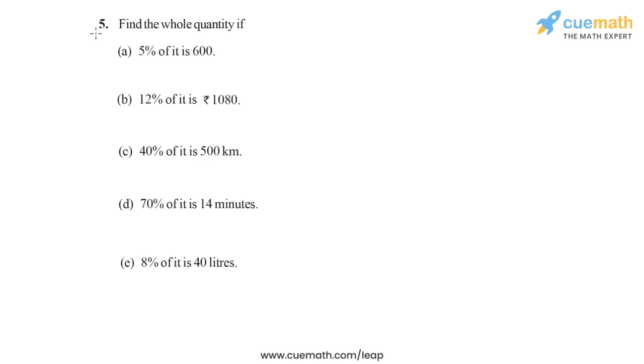In question 5 of this exercise, there are 5 parts. In each part, a certain percentage of an unknown quantity is given. For example, in part A, 5% of an unknown quantity is given as 600, and we have to find the unknown quantity in each case. Now we can solve each part in two slightly different ways, using an equation approach or using a proportion approach. Let's solve each part using both the approaches.